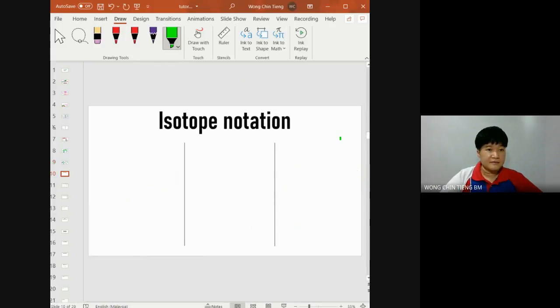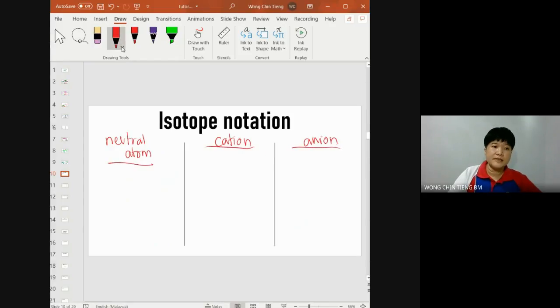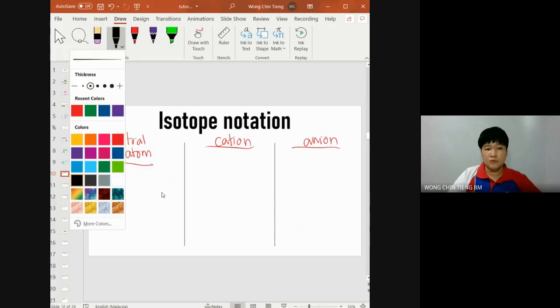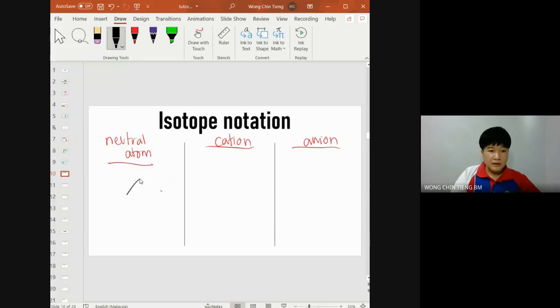Next. Isotope, we have 3 types. Dah belajar saya rasa neutral atom. Kita boleh ada cation. Kita boleh ada anion. Dan apa yang membezakan diorang hanya adalah satu, the way of writing. The X is still the same. You have your A, you have your Z. Neutral bermakna tak ada charge, kosong. Cation is your A, your Z and your X with a charge.